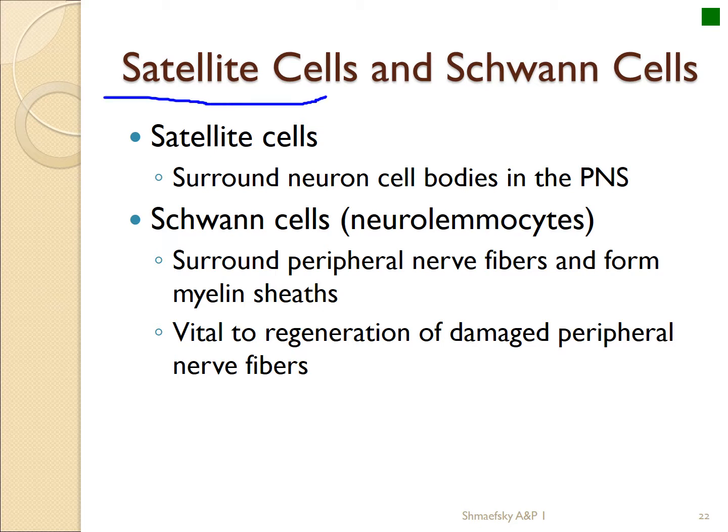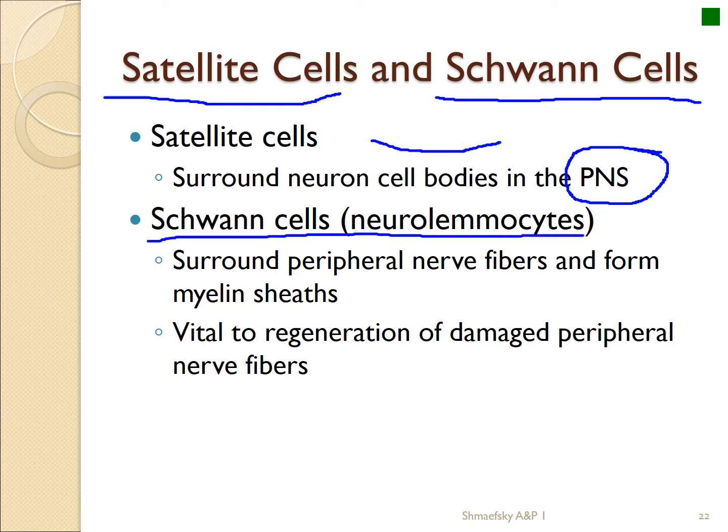So now when we look at the satellite cells and Schwann cells, as we pronounce them, satellite cells are sort of like the astrocytes are to the central nervous system, but these behave that way for the peripheral nervous system. So they're the little guys that clean up. They help to form kind of like sometimes a barrier between the blood and these cells. And then the Schwann cells we're going to see are very much like oligodendrocytes.